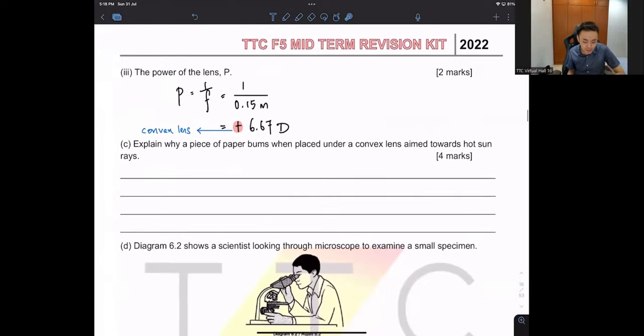Next one, why does a piece of paper burn? Not bumps, wrong typing. Burns. Okay.